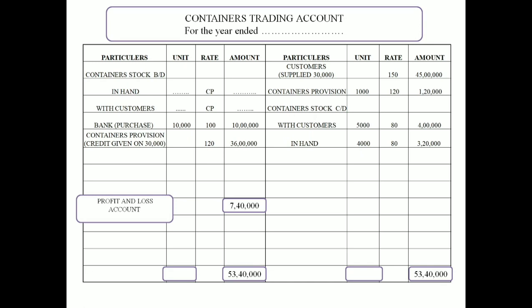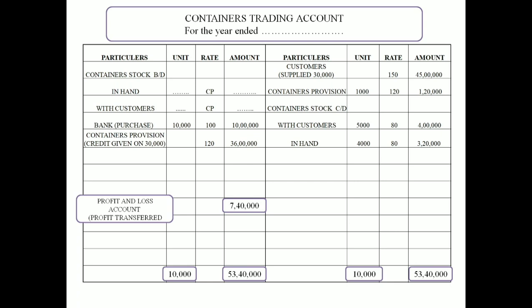So that is called the profit and loss account. You take the credit side balance and put it on the debit side, then of course there will be a profit and loss account, and that is profit transfer, equal to 7,40,000. Then after that you total the unit column, 10,000 is the unit, and this is the balancing process of your account. Once you complete all these things, your containers trading account will be ready.